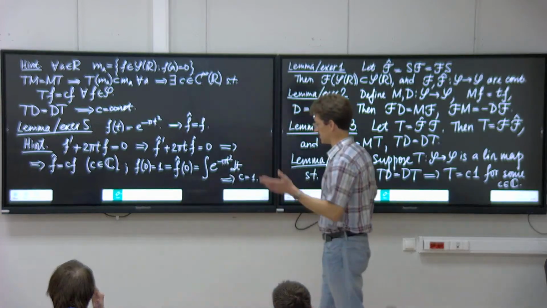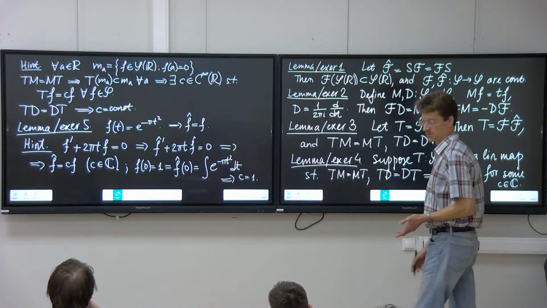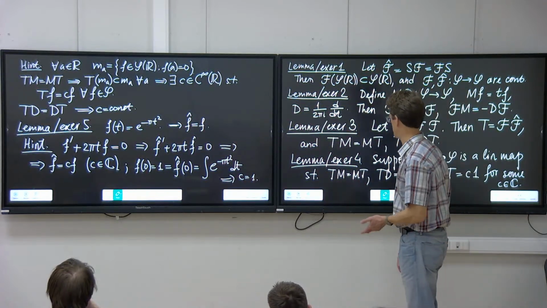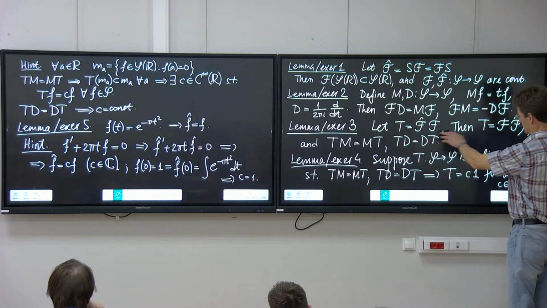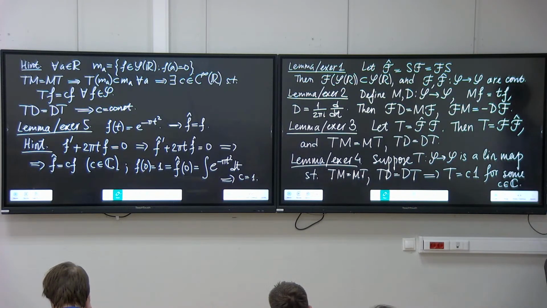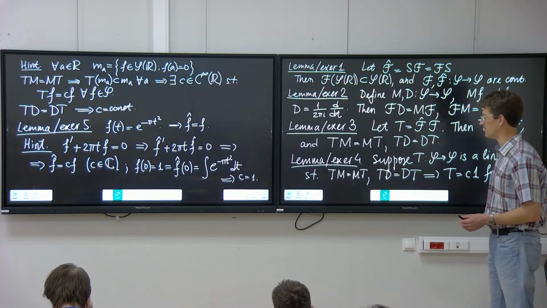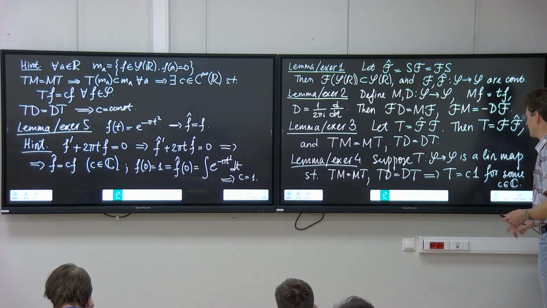Okay, so combining all these lemmas, we get the proof of our result. We see eventually that T is the identity map, and so this means precisely that f and f hat are inverses to each other. And so in particular, this implies that f is a topological isomorphism of S onto itself.